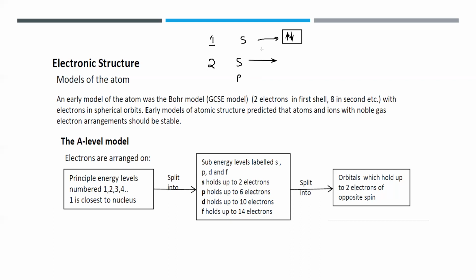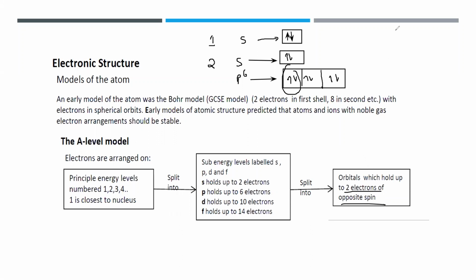S can hold a maximum of 2 electrons. And this P is further divided into 3 orbitals, and each of them can hold 2 electrons. So that's why the total number of electrons which P can hold is equal to 6. But P orbital means this part only. So each orbital can hold a maximum of 2 electrons in opposite spin.